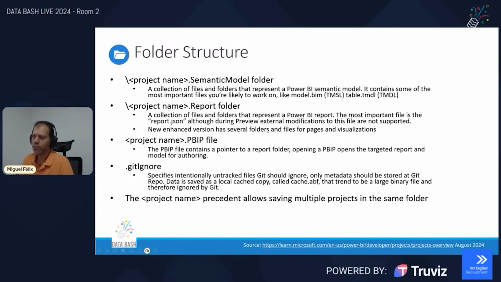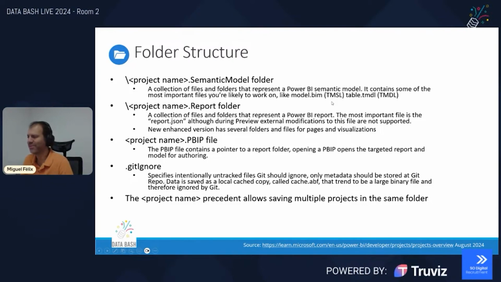Be aware that every time we save a report in this format, the project name that we have over here identified in all these steps is basically referring to your file name. So if you call your report sales report, you will have sales report.semantic model. Then you have sales report.report. Then you'll have sales report.PBIP file.